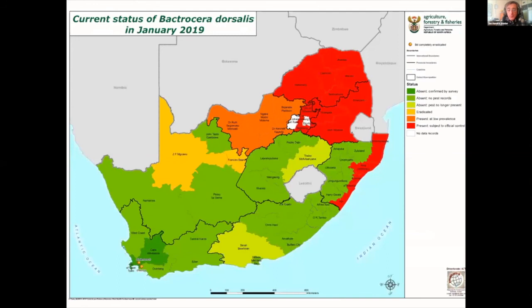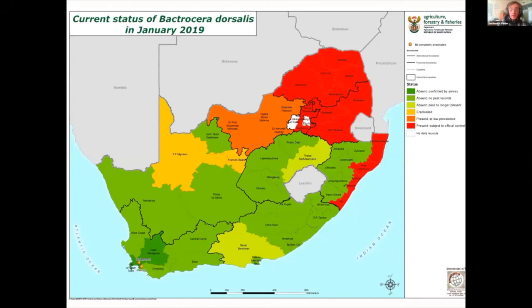This is just the fruit fly area, to give you an idea. This is an old map. We do need to update it, but the status is more or less still the same. You can see the red areas are where it is established in high numbers. The orange area is where it is occurring in low numbers, it's more seasonal. The yellow areas are where you sometimes get outbreaks, which we eradicate from time to time. The green areas are where we don't find the pest.